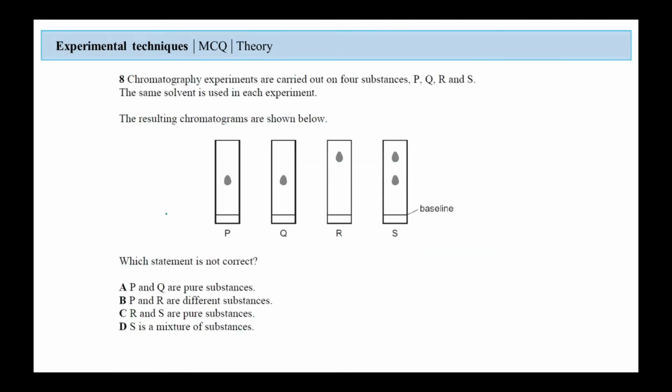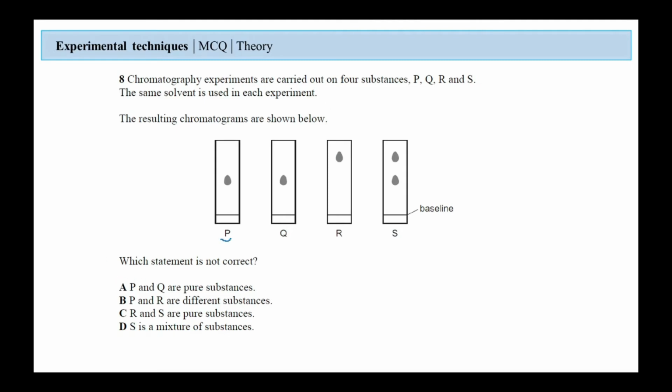Good. Let's see now question 8. Chromatography experiments are carried out on four substances P, Q, R, and S. The same solvent is used in each experiment. The resulting chromatograms are shown below as for P, Q, R, and S. The question here is which statement is not correct? Let's see what we have. A. P and Q are pure substances.